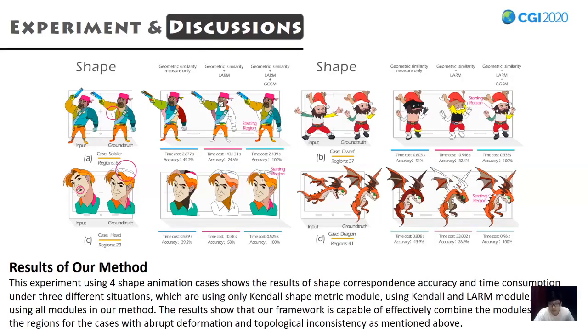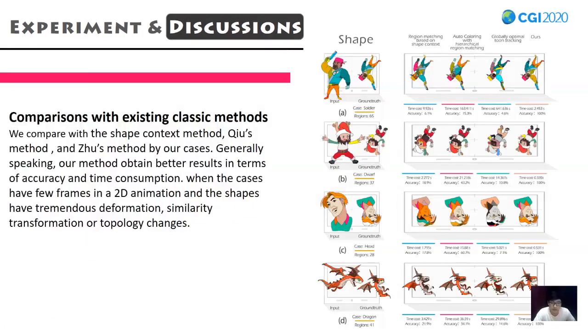The results show that our framework can combine the models to match the regions for the cases with abrupt deformation and topological inconsistency. As mentioned above, we can find that even the cases that have more than 90 degrees of rotation, the method still got a good result.